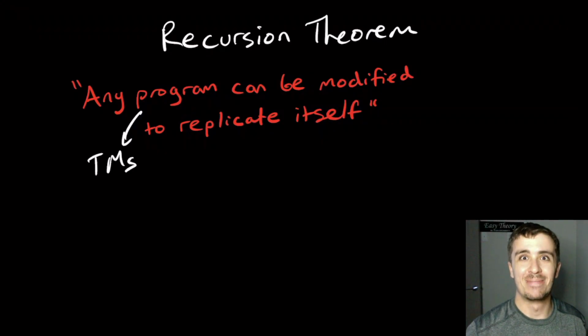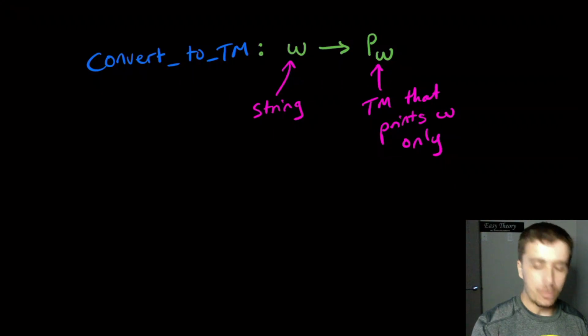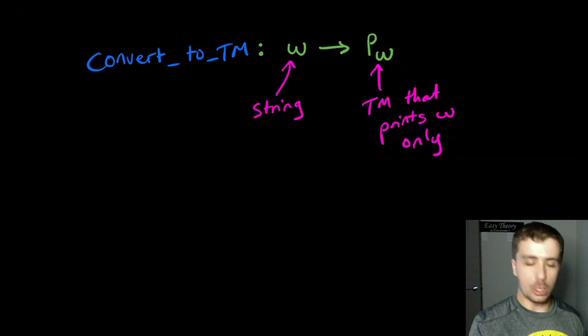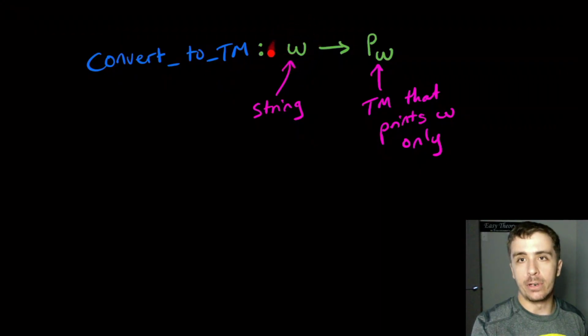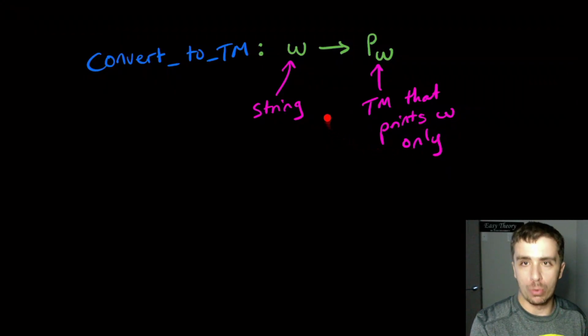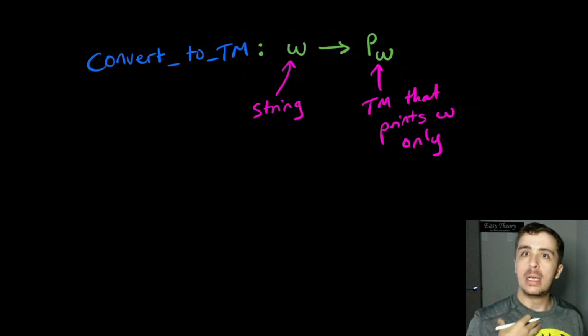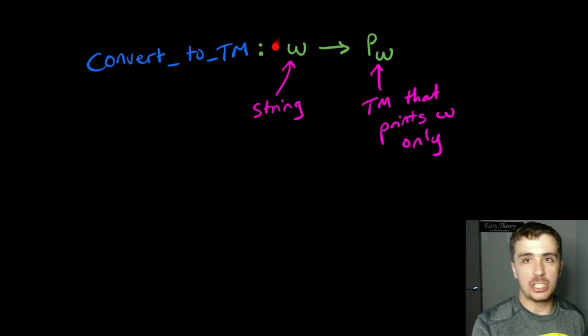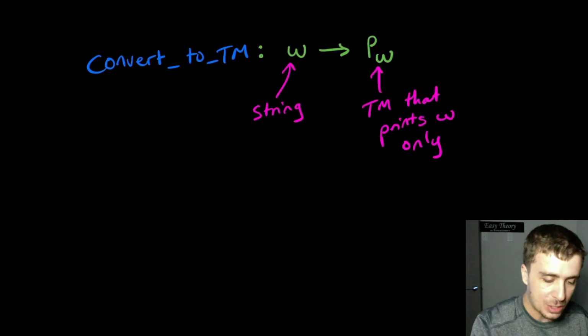So let's get started. Okay, so the first part of the proof is we're going to create a function called convert to Turing machine, and all it does is it converts a string, just any old string, into a Turing machine for that string that just prints that singular string only. That's its only job. This function is going to take some string and produce a Turing machine that just prints that string only and nothing else, and just stops. And it's actually pretty easy to make, so let's make it.